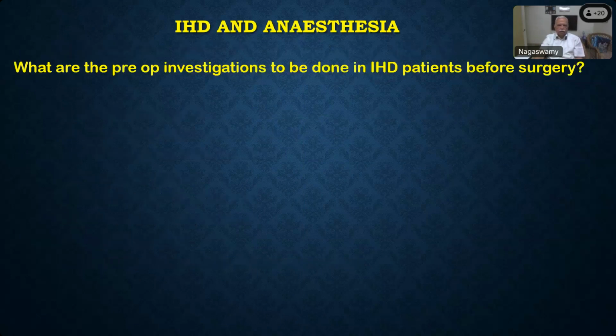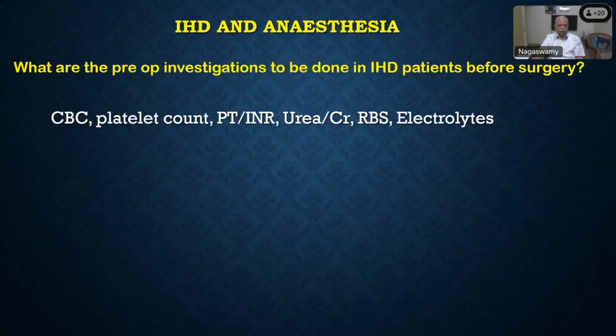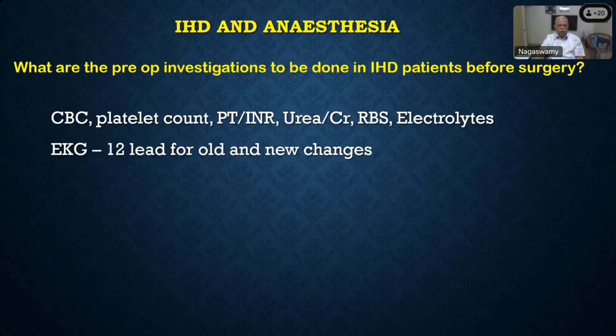And what are the pre-op investigations to be done in IHD patients before surgery? So CBC, platelet, PT INR, because most of them will be on dual antiplatelet drugs, the urea, creatinine, serum electrolytes, ECG. You must compare the new ECG taken with the old ECG to find whether sometimes the T wave inversion gets fully reverted in the period of time when blood flow improves. So you must always compare the old ECGs, and you can do a resting as well as stress echo.